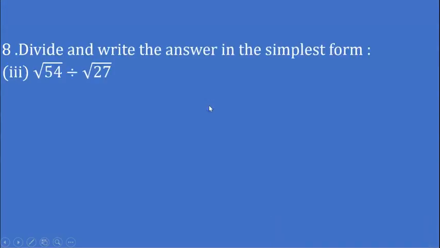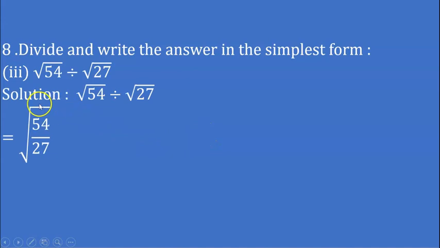Next example, root of 54 divided by root of 27. Okay, that is the root of 54 upon root of 27. 54 can be written as 2 into 27. 27 gets cancelled and hence you will get root 2. Okay, and it is a simplified form.